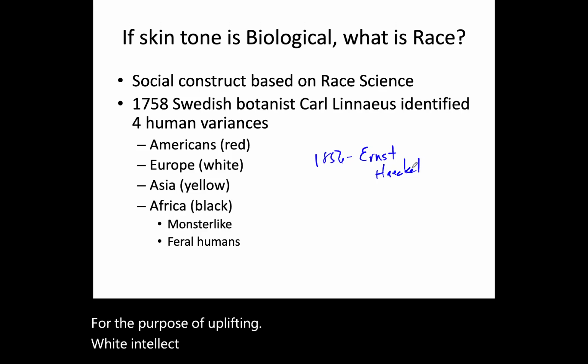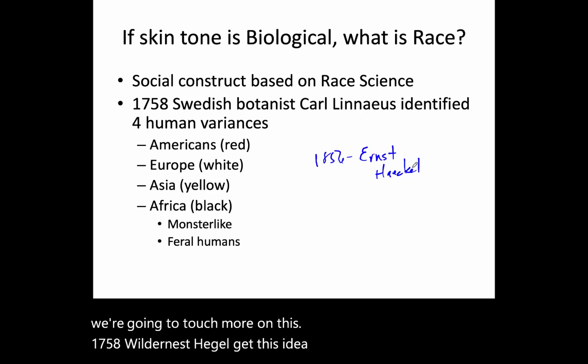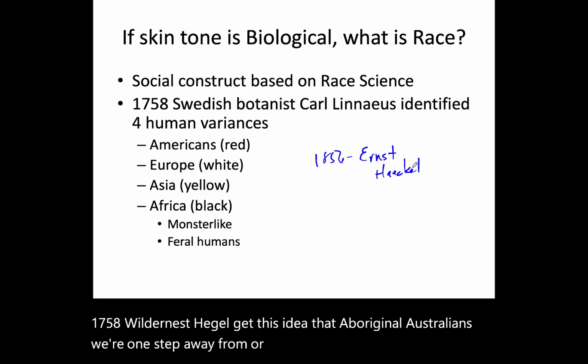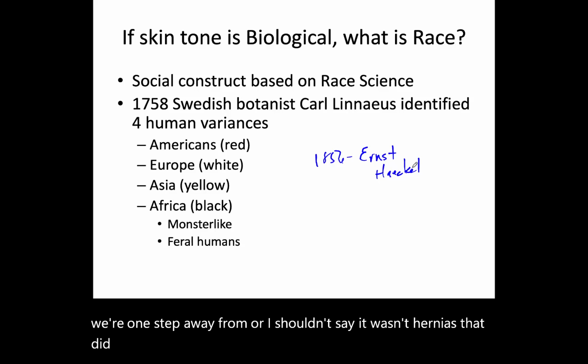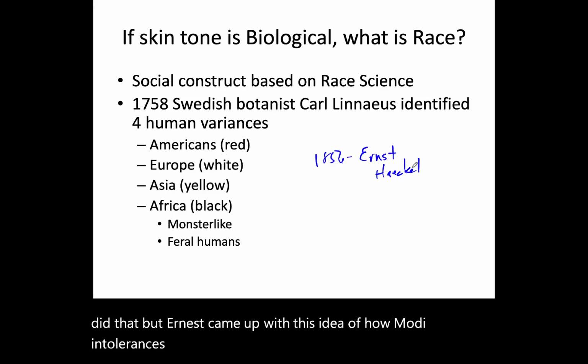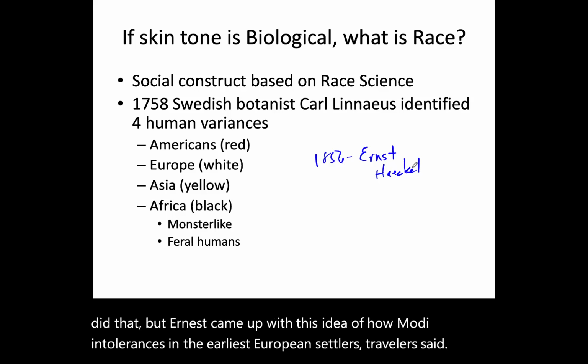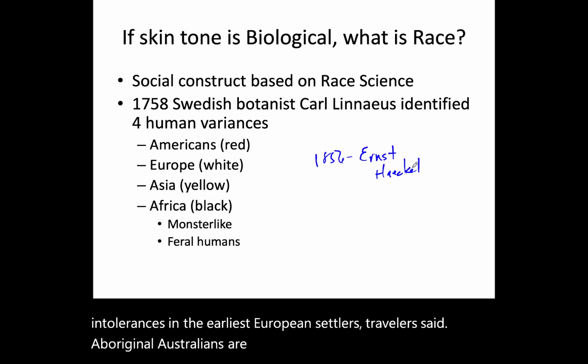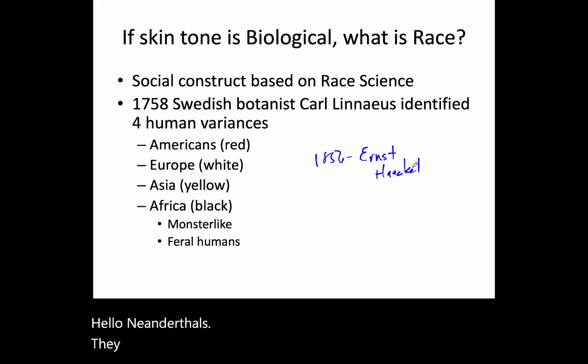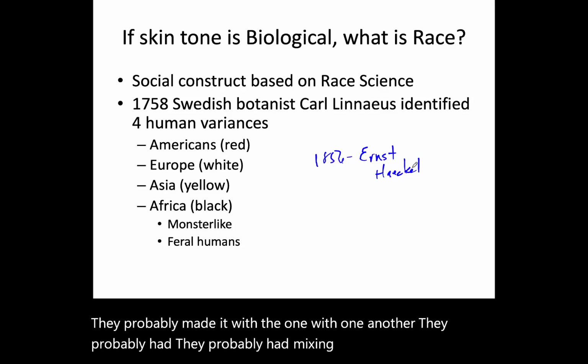We're going to touch more on this. 1758. Where did Ernest Haeckel get this idea that Aboriginal Australians were one step away from, or I shouldn't say it wasn't Ernest that did that, but Ernest came up with this idea of Homo neanderthalensis, and the earliest European settlers, travelers, said Aboriginal Australians are one step away from being Homo neanderthals. They probably mated with one another. They probably had mixing going on between one of them. Where did they get this idea from?